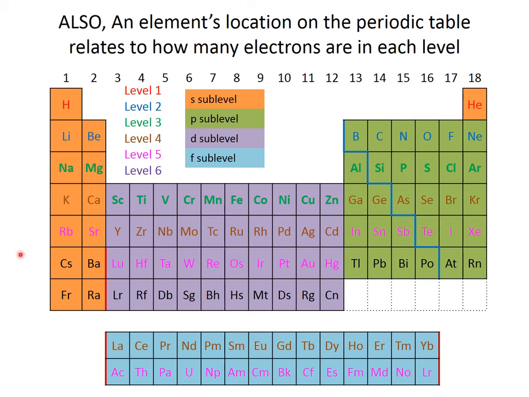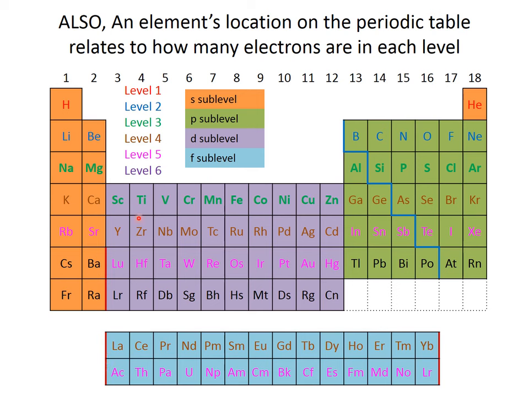So in other words, the other thing to notice is that these first two groups are representing the S sublevel. The purple groups are representing the D sublevel. The green groups here are representing the P sublevel. And way down here at the bottom of the table, this is representing the F sublevel. And again, remember where this red line is. Essentially, this part down here should be inserted in here.